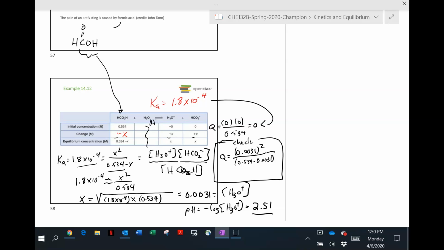If this approximation is valid, I should get a pretty close value, and I'm actually getting a strange value here. 1.8 times 10 to the negative fifth. That's off by a factor of 10. So I'm not sure if maybe I left a 0 out there. Let me try that again. 0.0031 divided by 0.534 minus 0.